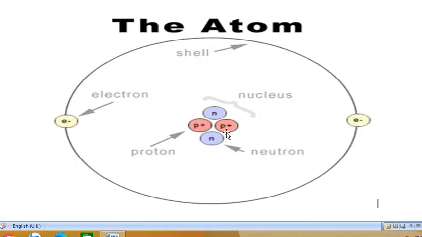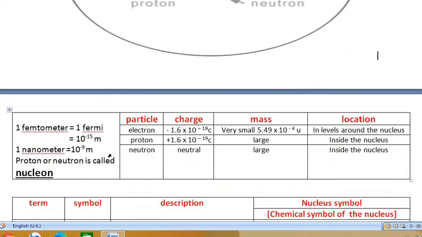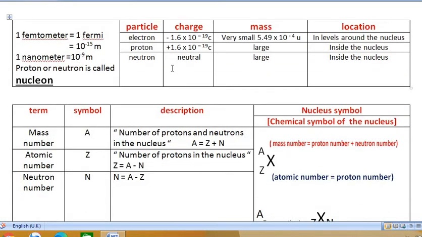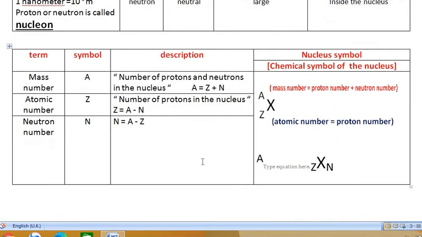Also inside the nucleus there are neutral particles called neutrons. So inside the nucleus there are protons and neutrons. Protons are positively charged particles, neutrons are neutral particles. Outside the nucleus there are electrons, one electron or more. The charge of the electron is negative, and its location is around the nucleus. Inside the nucleus there are protons, positively charged, and neutrons.